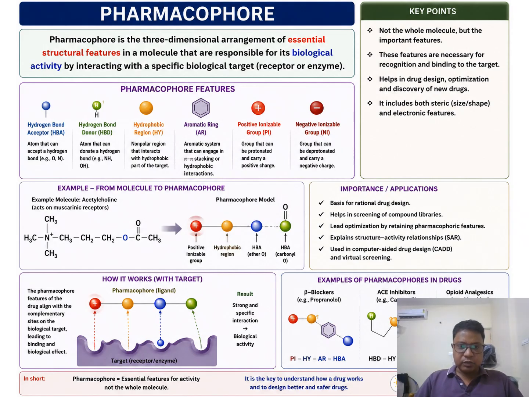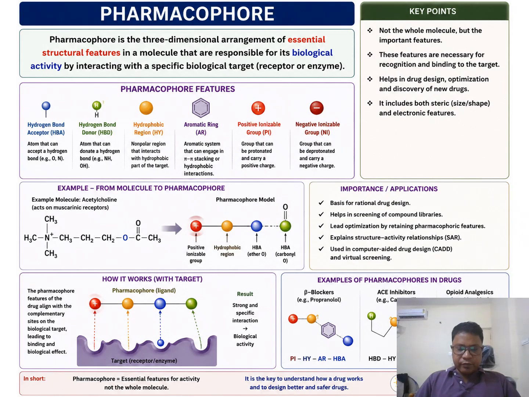So how does it work with the target? The pharmacophore features of the drug align with the complementary site on the biological target, leading to binding and biological effect. We can see that this is the enzyme target, which has various binding sites. A pharmacophore can interact with different sites by different interactions. What is the outcome? Strong and specific interaction, and then it shows some biological activity.